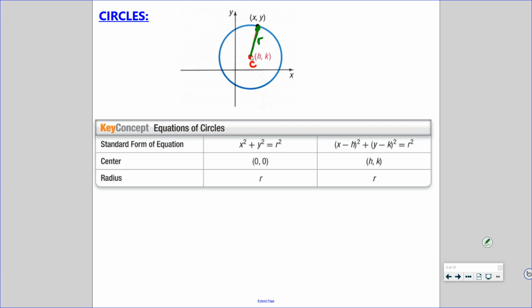The radius is the length from your circle to the center, and the equation for these is always equal to the radius squared. That's about it for those ones. So those are easy. I think we just have one left to do in this packet, right? Yeah, it's number one.